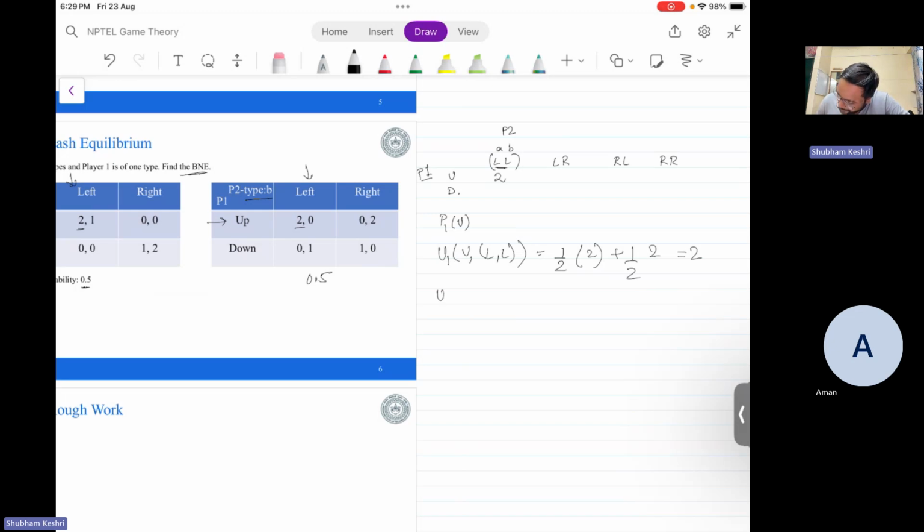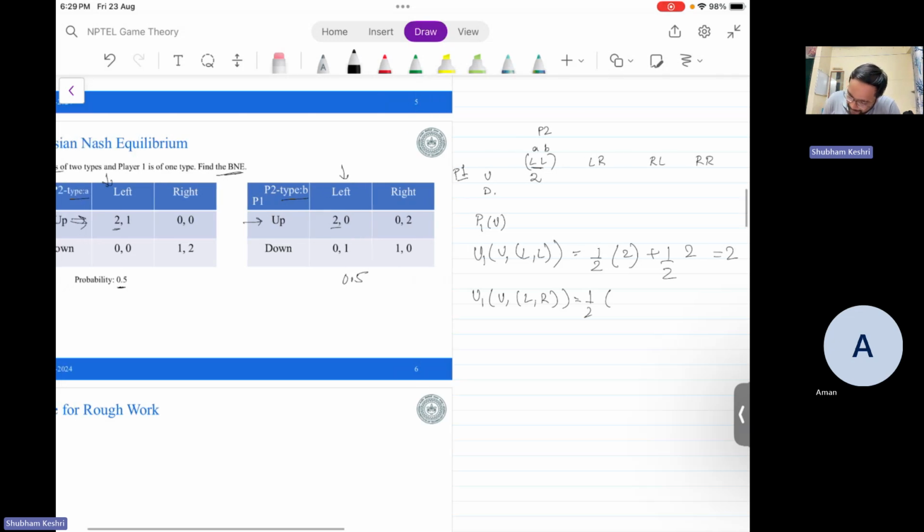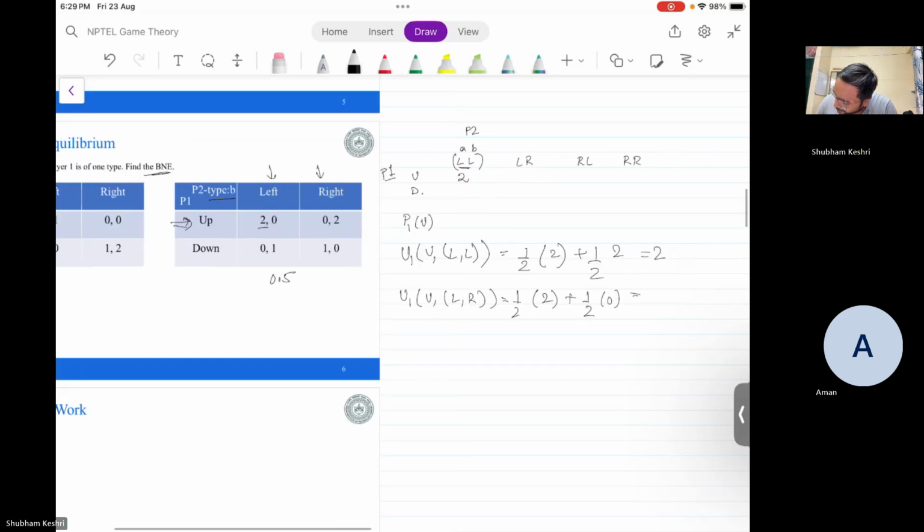Again, utility of player 1 when he is playing up and the other player is playing LR. So what does this mean? Player 2A is playing L and player 2B is playing R. So this is equal to half times, he's playing up and the other player is playing left, which is 2, plus half times he is playing up but the other player is playing R, which is 0. All right. So this will be 1.